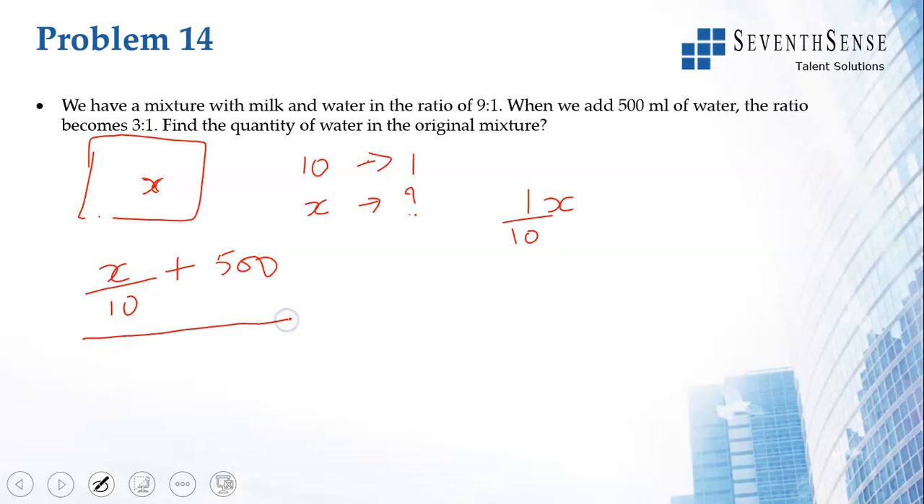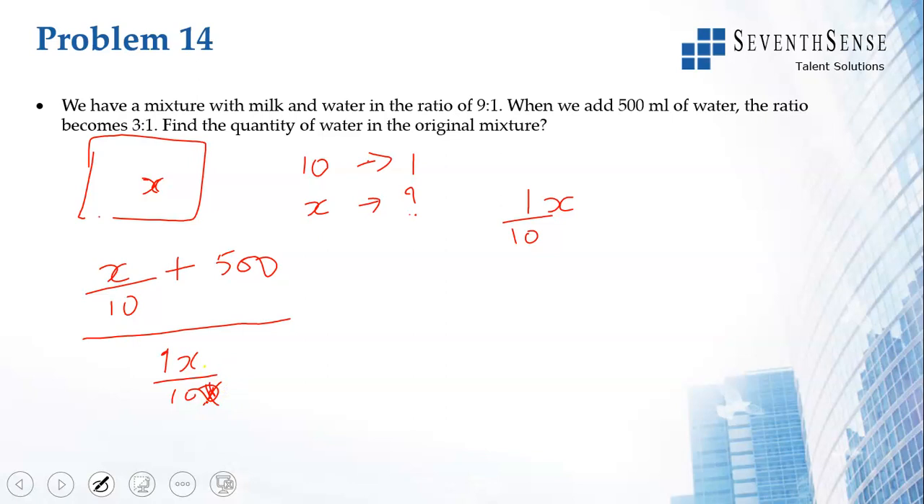What is the milk that is there in the initial container? It is 9x by 10. So if water was not added, it would have been x by 10 to 9x by 10. It would have been 1:9, which is correct.